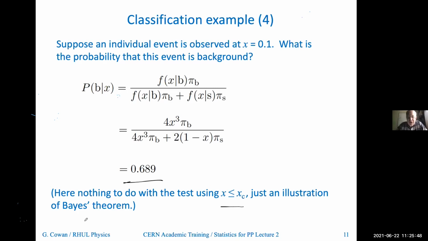All right, I hope that wasn't too rushed. I hope that made sense. That was just to illustrate the notion of a critical region and the concepts of size and power.